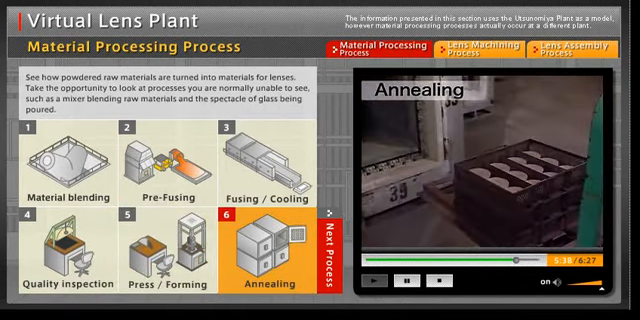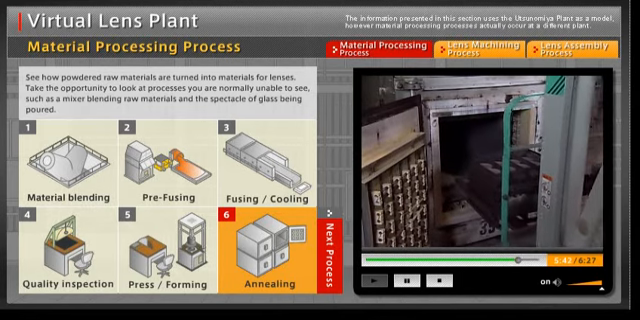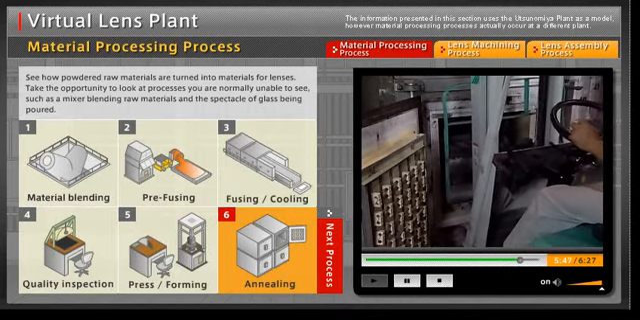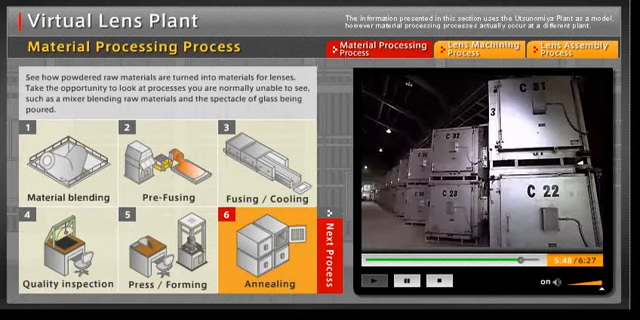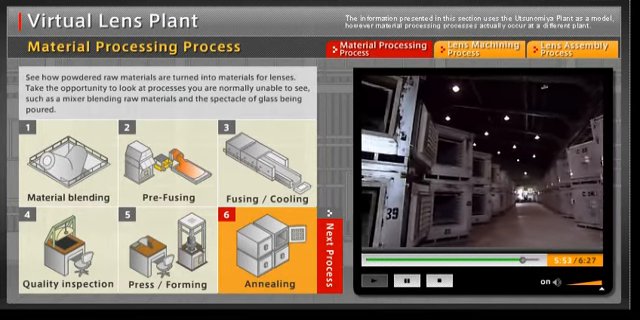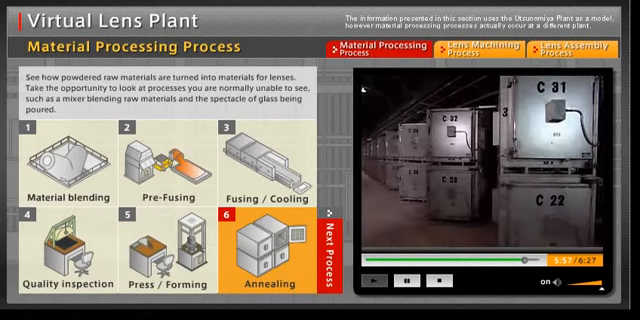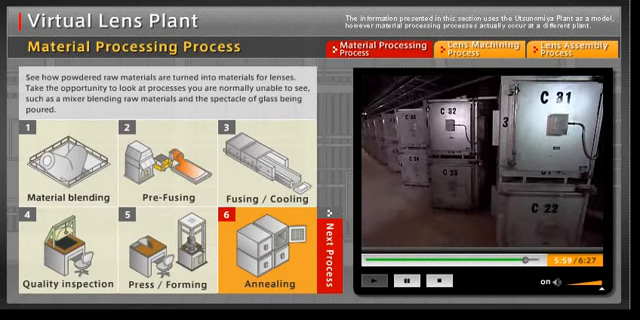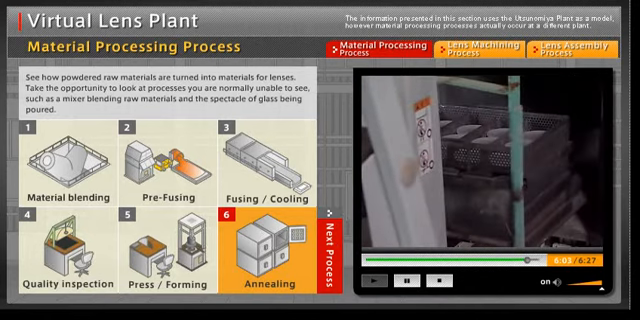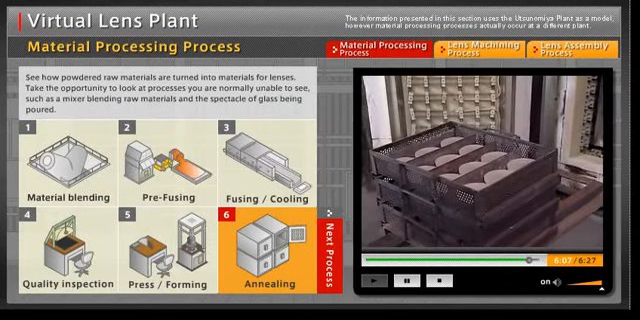Although having the shape of an almost completed lens, pressed glass at this stage has intense internal thermal stress. To remove this stress, pressed glass is subjected to a process called annealing. First, the pressed glass is heated to 500 degrees Celsius in an electric furnace and then gradually allowed to cool. It is during this process that the internal stress is relieved and the precise adjustments of the refractive index are carried out.